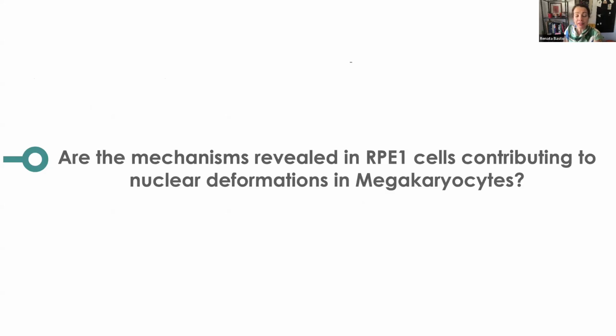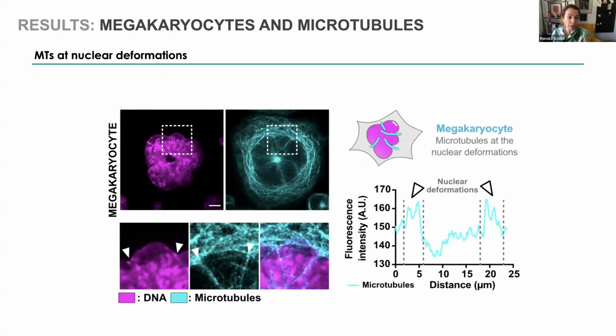Now, approaching the end, could it be that the mechanisms revealed in RPE1 cells are contributing to the nuclear deformations in megakaryocytes, which are, to our knowledge, the only cells that in vivo undergo mitotic slippage? And so first we looked at the microtubule cytoskeleton, and indeed we see that in regions of nuclear deformations, we can see microtubules associated with these regions.